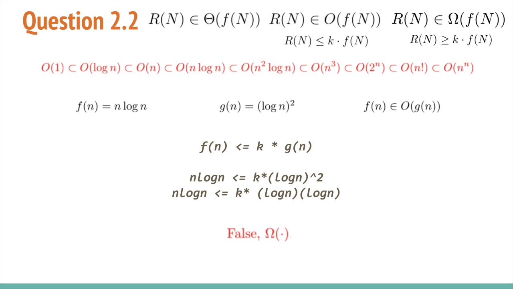In our last one, we have f of n equal to n log n and g of n equal to log n squared, and we are asked if g of n is an upper bound on f of n. So since log of n is in big O of n, this is false, and should instead say that f of n is in big omega of g of n.